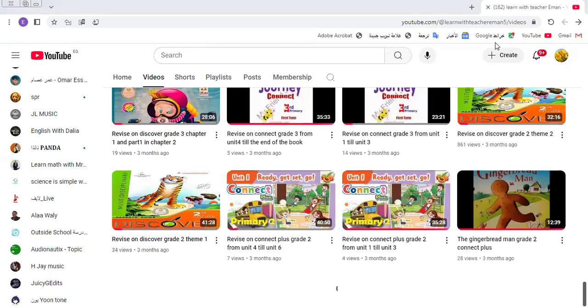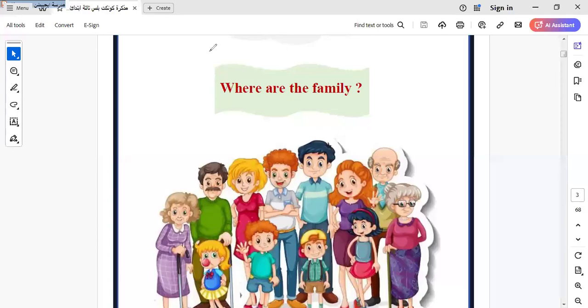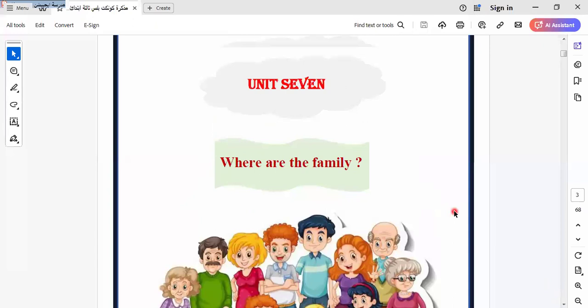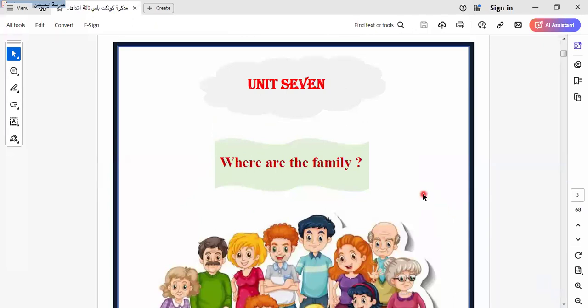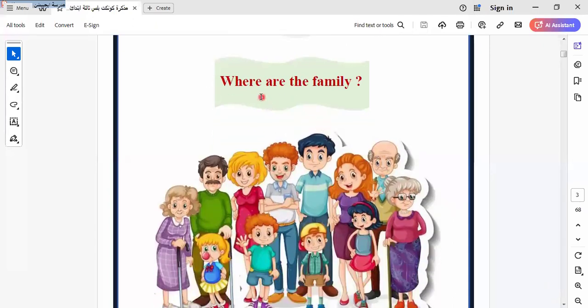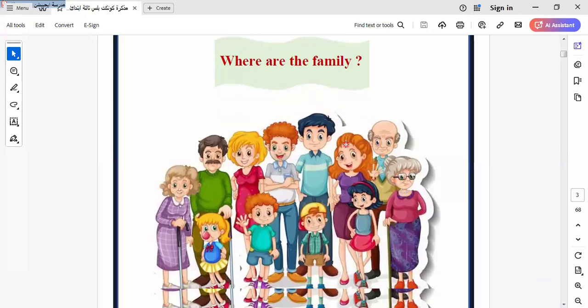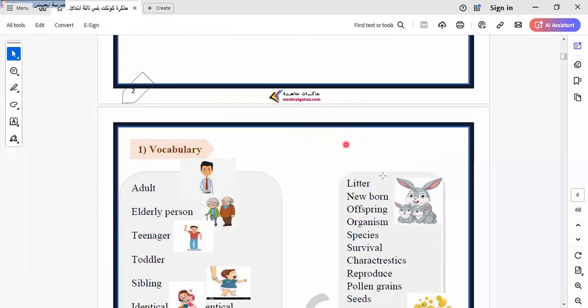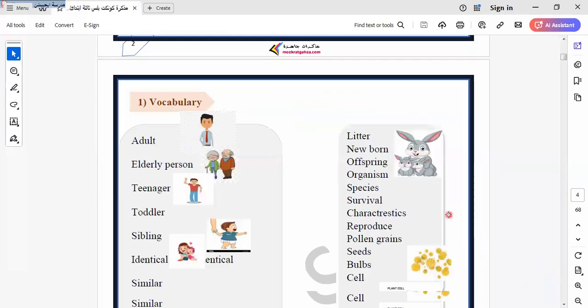Let's go to our unit today. Today we are going to revise Unit 7. Let's continue to revise Unit 7 together. Here we talk about family. This is the topic of this unit. Let's revise this unit together.